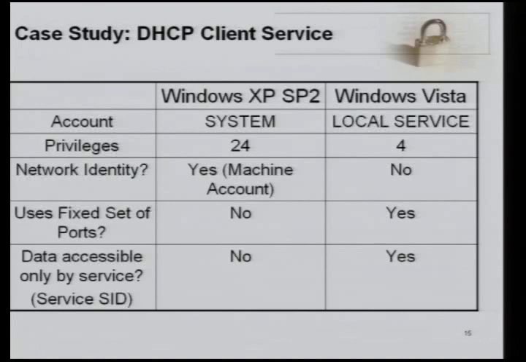And here's an example of the DHCP service in XPSP2, which was quite a big security effort by Microsoft, compared with the DHCP service in Windows Vista. It used to run as local system and now runs as local service. It used to have 24 privileges by default, and now only has 4. It used to have a network identity, and what that means is that service could go authenticate on the network as the machine account of that box.